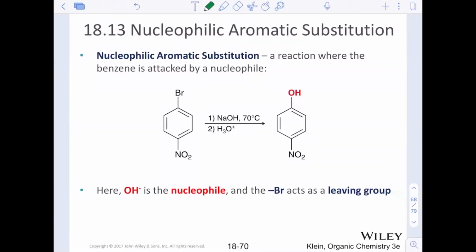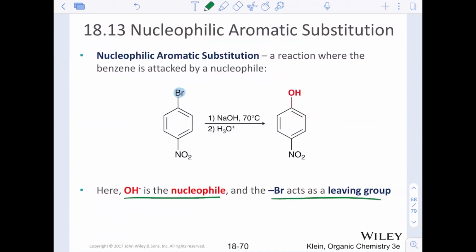Okay, so we did a lot of electrophilic aromatic substitution. We've done a lot with synthesis already as well with those electrophilic aromatic substitutions. Now, nucleophilic aromatic substitutions, when the benzene is attacked by a nucleophile. So the benzene has a leaving group and wants to substitute that leaving group. So here, hydroxide is the nucleophile, Br minus is acting as a leaving group.